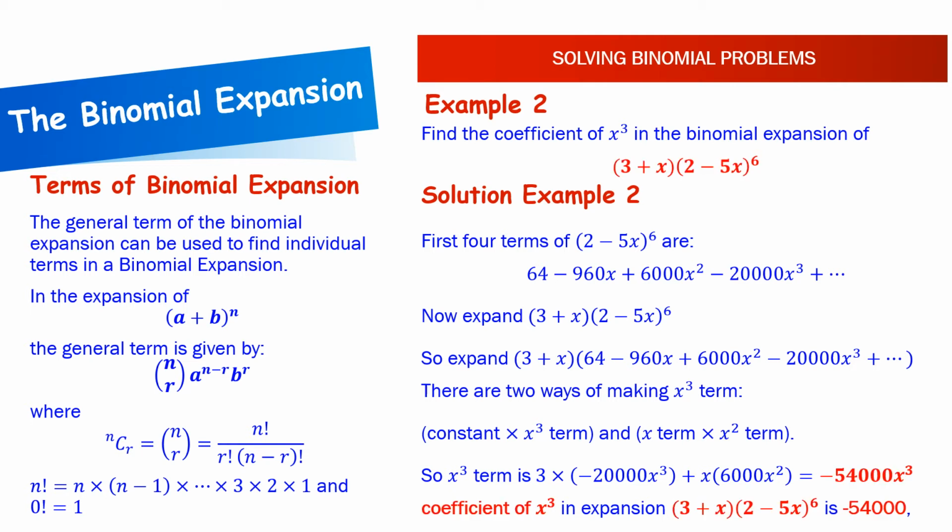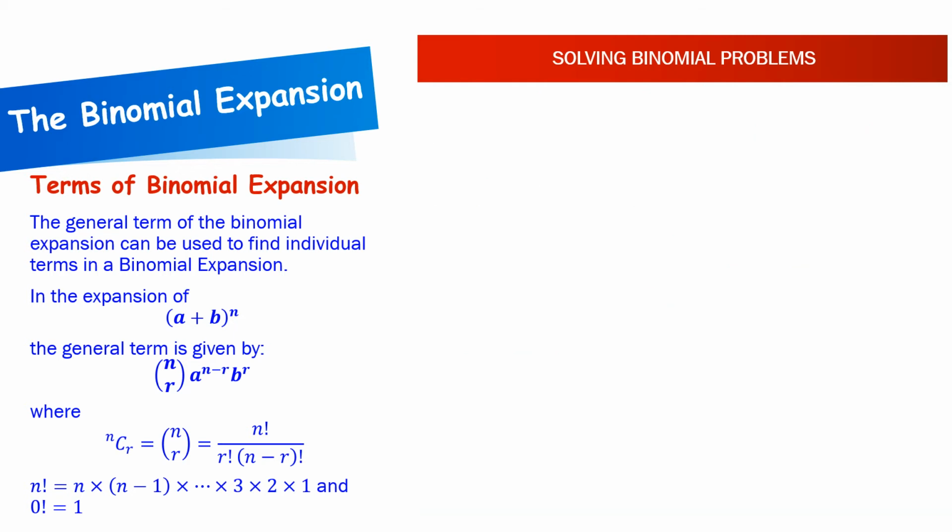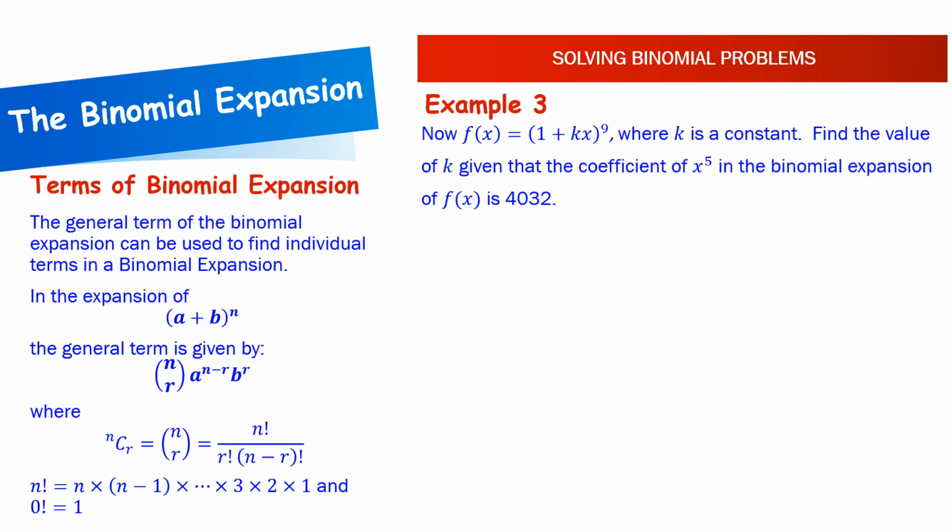As shown. We will now have a go at another example. Now f of x equals (1 plus kx) all raised to the power 9, where k is a constant. Find the value of k given that the coefficient of x to the 5 in the binomial expansion of f of x is 4032. Pause the video and have a go. Press play when you're ready to view the solution.